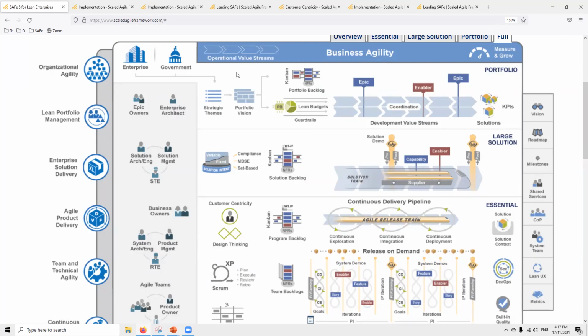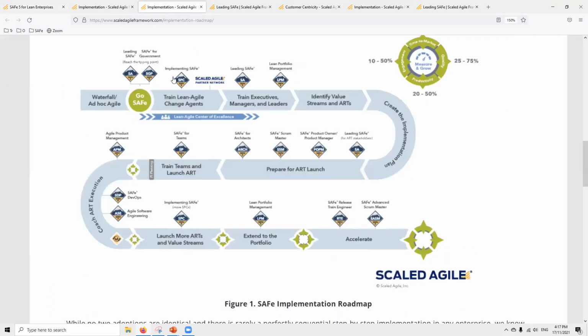Okay. And for the large solution level, which caters to that? At the large solution level, you can go for an SPC certification, which is implementing SAFe. You can do that. Or you can have a Leading SAFe certification.